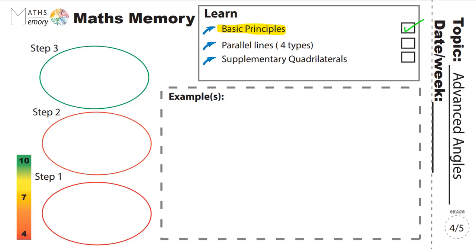Have you learned the 4 types of parallel lines as well? Have you learned mnemonic VACS? V for vertically opposite, A for alternate, C for corresponding, S for supplementary. If you've learned them, and you more importantly know how to identify them and calculate them within the structure, do a tick over there.